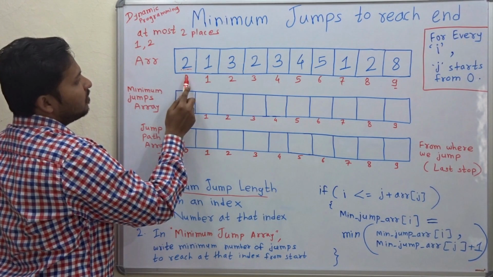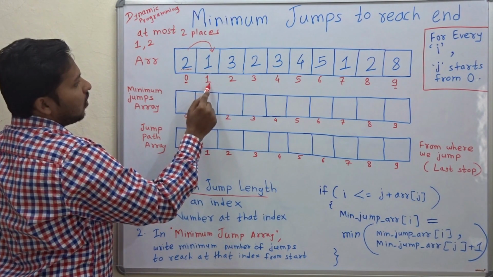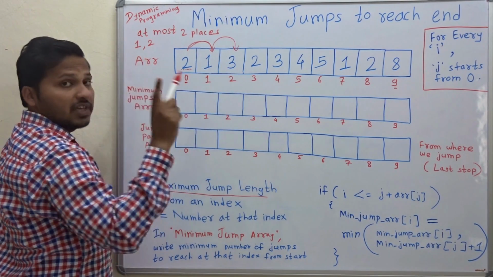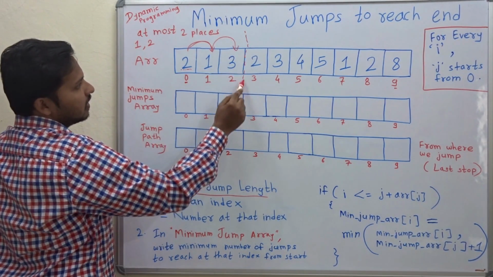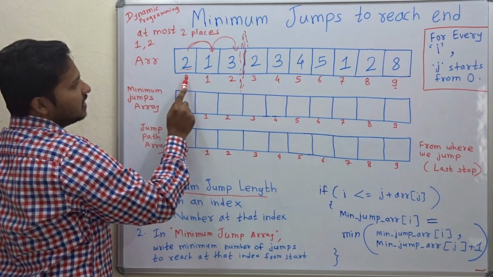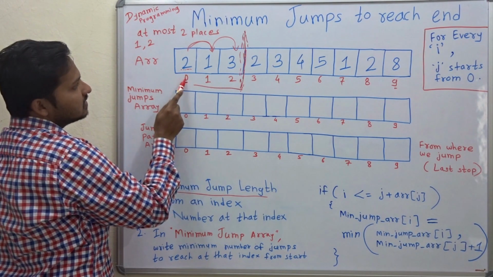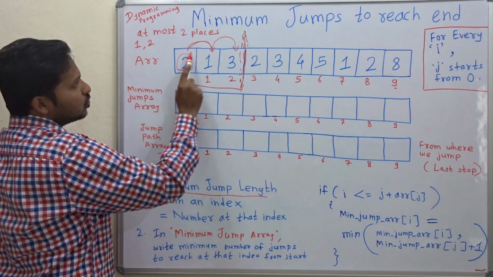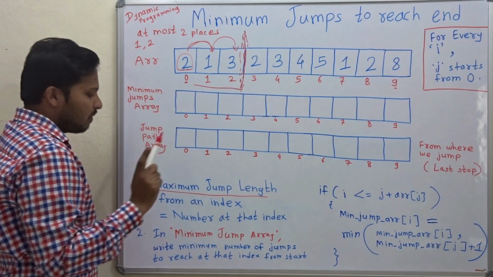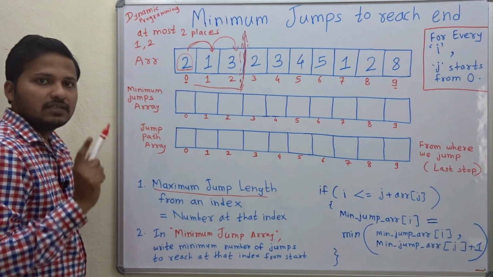Okay. Means from index 0 you can go to index 1 or you can go to index 2. But you cannot go to index 3 because this is the maximum limit of the jump from index 0. Only up to index 2 because the element at index 0 is 2. So the length of the jump is at most 2 places. Okay. So the maximum length of the jump is equal to the number at that index. Okay. This is the meaning.